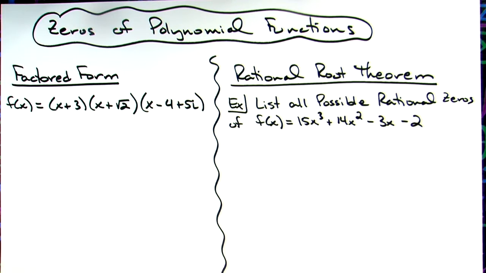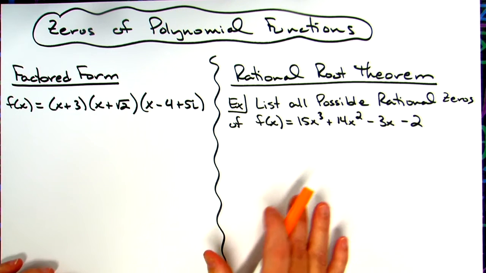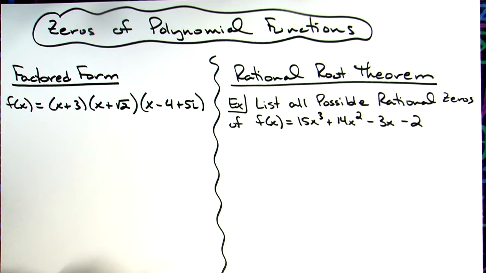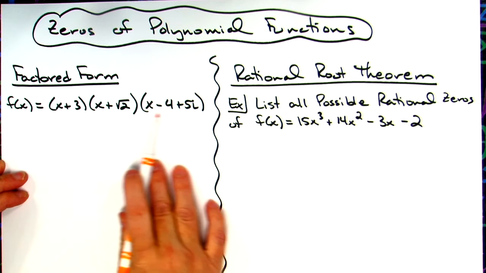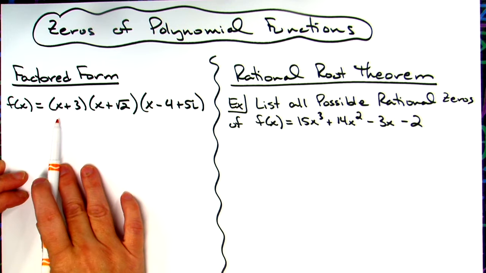In this video, we're going to talk a little bit about the zeros of a polynomial function. We're just going to introduce the types of roots, or zeros, you might find, and then a way to list all the possible rational zeros. In this first example, I have the factored form of a polynomial function.